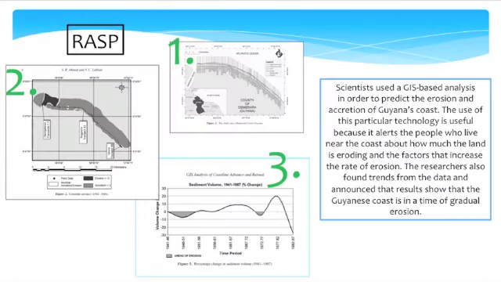In the paper that I looked at, scientists use a GIS-based analysis in order to predict erosion and accretion of Guyana's coast. Map 1 shows the location at which they studied. Map 2 shows the areas of erosion, which is the dark gray, and accretion, which is the light gray. And 3 shows a graph of sediment volume over several decades. They found that Guyana's coast is currently in a time of erosion.